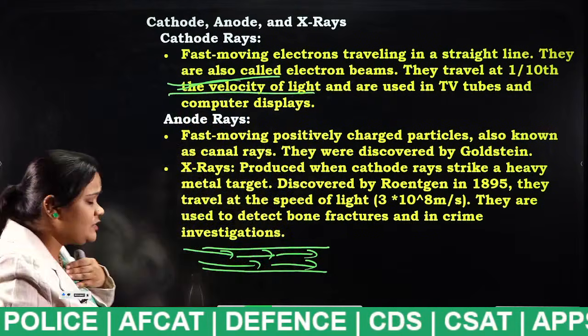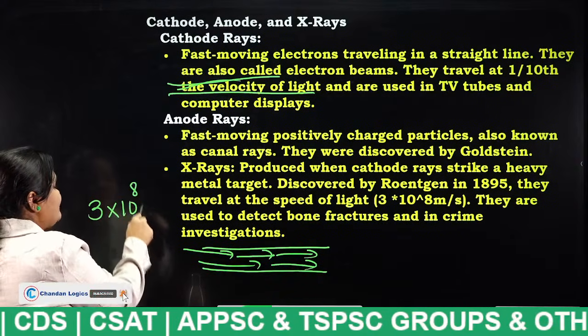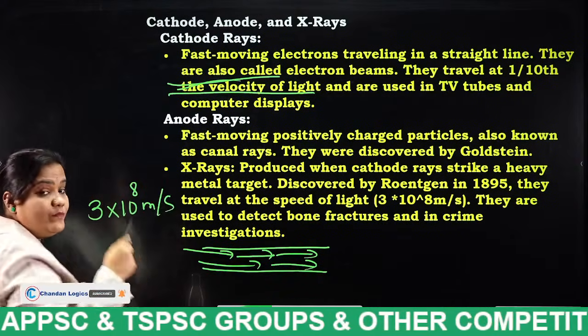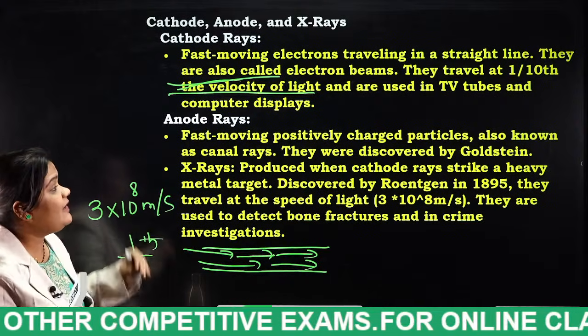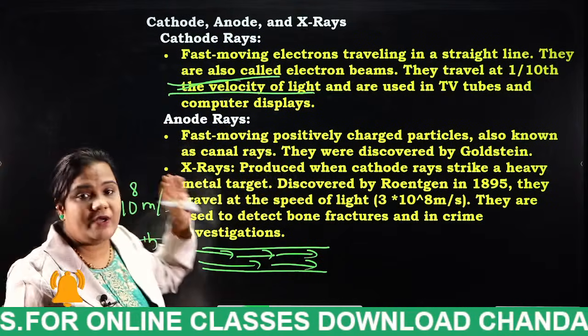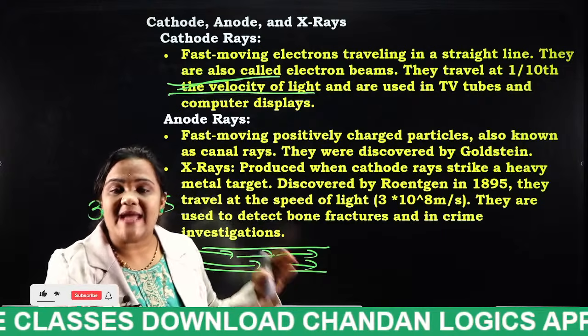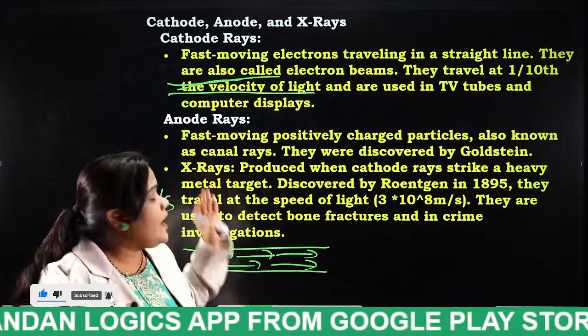They travel at 1/10th of the velocity of light. What do you mean by the velocity of light, students? It is 3 into 10 power 8 meters per second. That means they move at 1/10 of that speed. They are used in TV tubes and computer displays. So where are these cathode ray tubes used, students? In TV tubes and computer displays.